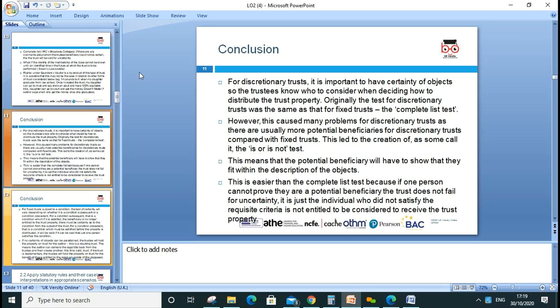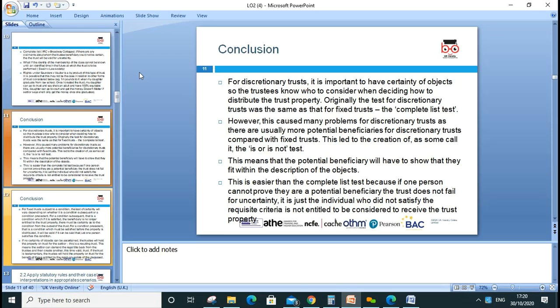Any question, Yasir? No. That's fine. Okay, so this means the potential beneficiaries will have to show that they fit within the class of the objects. This is easier than the complete list test, because if one person cannot be proved to be a potential beneficiary, the trust does not fail for uncertainty.